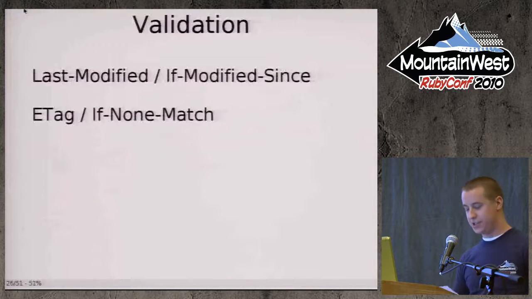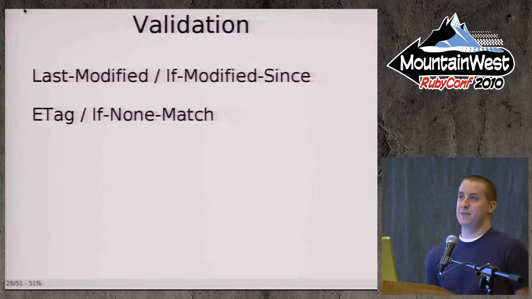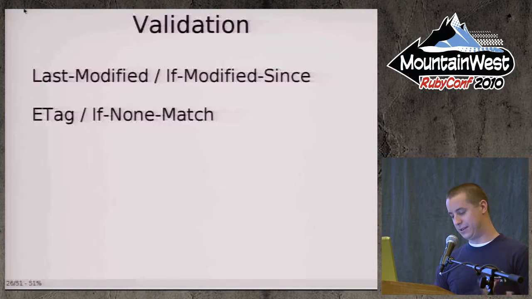So then validation using Last-Modified: the origin server can indicate when it believes the resource was last modified. It doesn't have to be exact, but sometimes you can use the last updated column in your database. Apache uses the file mtime, and you can use a date or a DB timestamp.